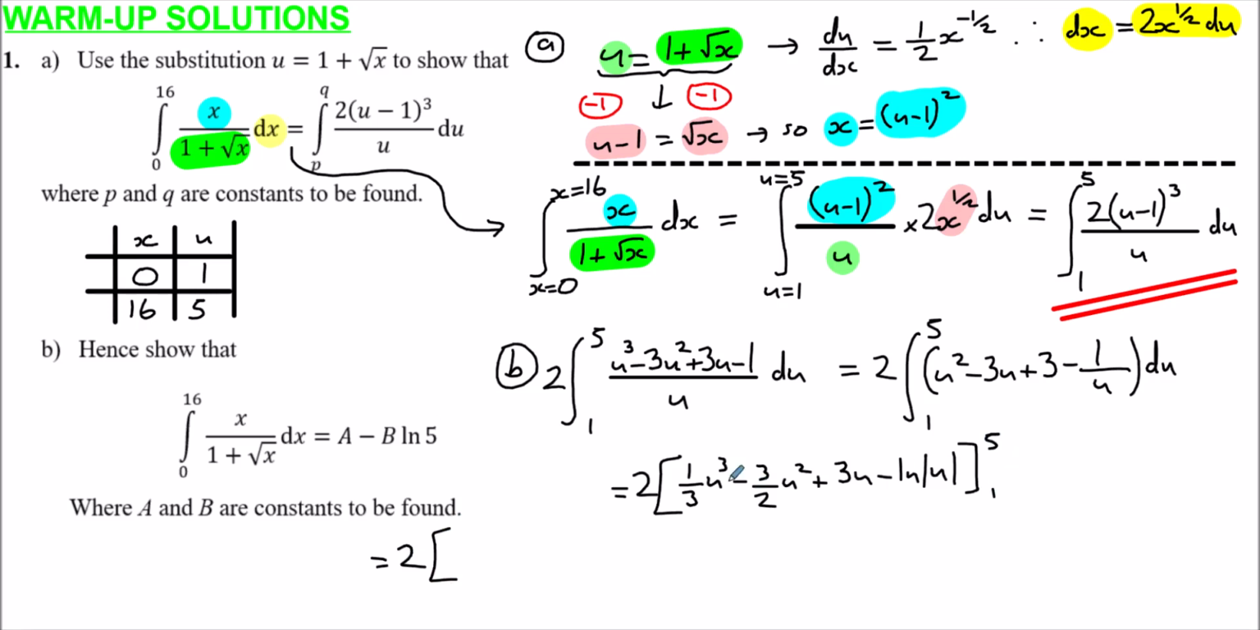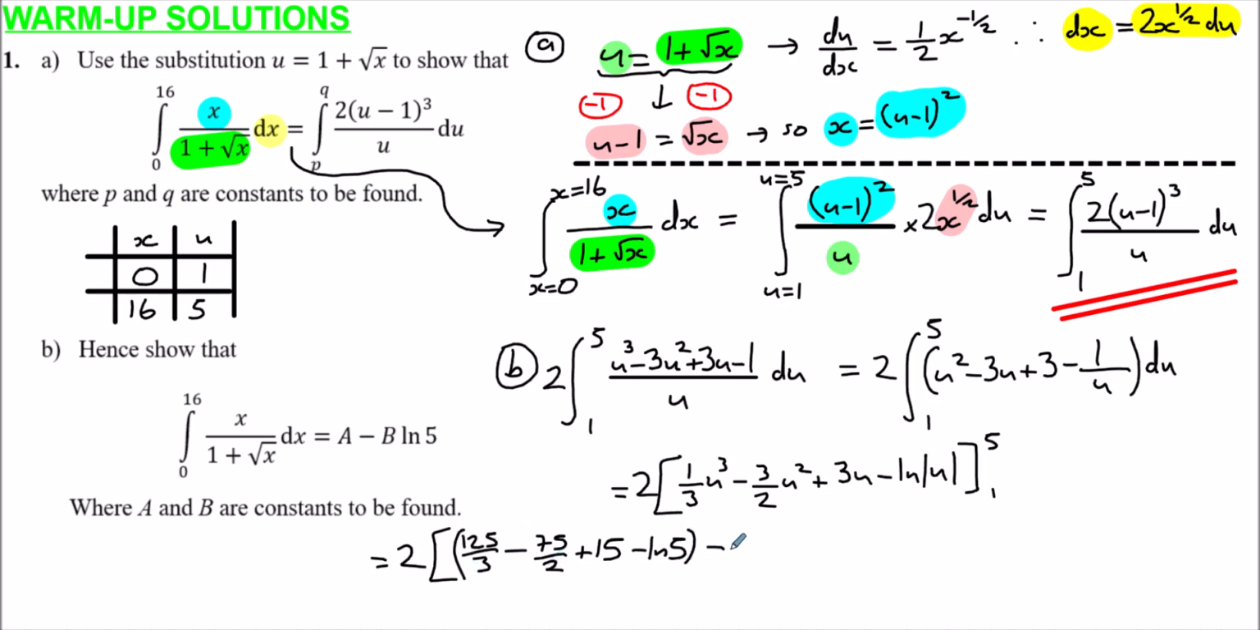So, we've input when u is 5, 1/3 u cubed, that's going to be 125 over 3. U squared is 25, so minus 3 over 2 times 25, that's going to be minus 75 over 2. Plus 3u, that's going to be 3 times 5, which is 15. Minus ln 5. And that's the upper limit.